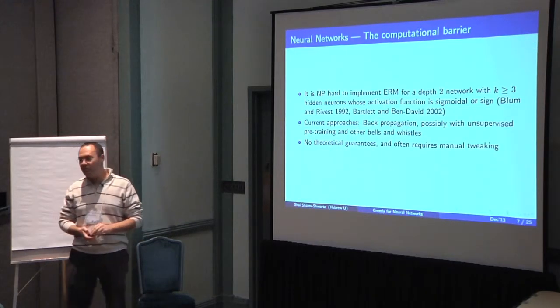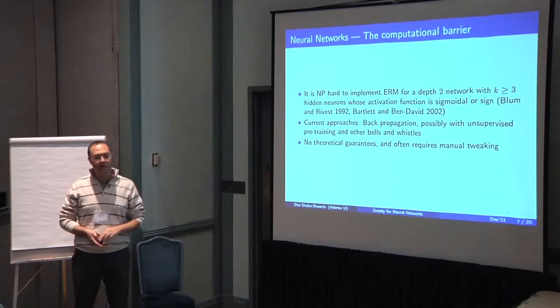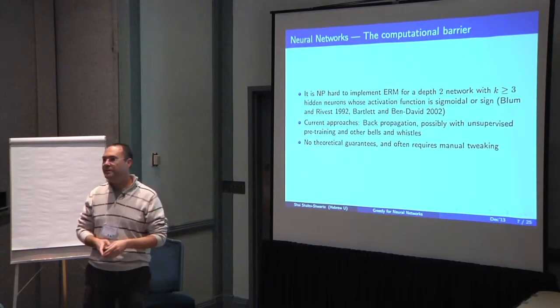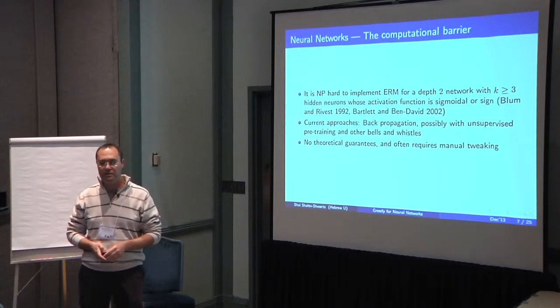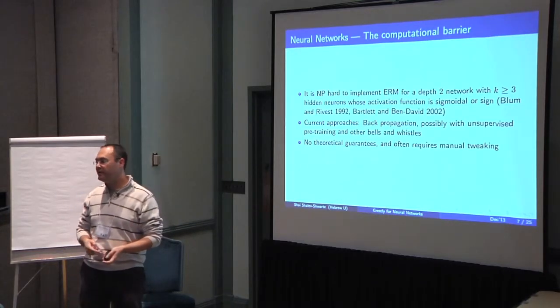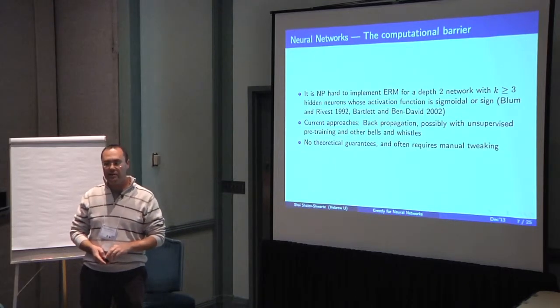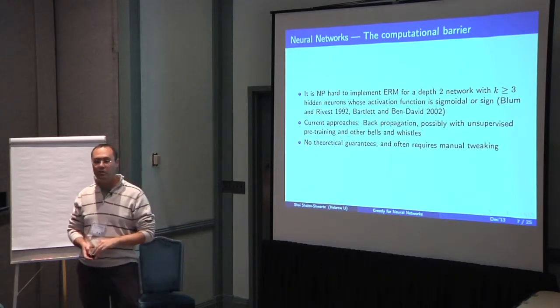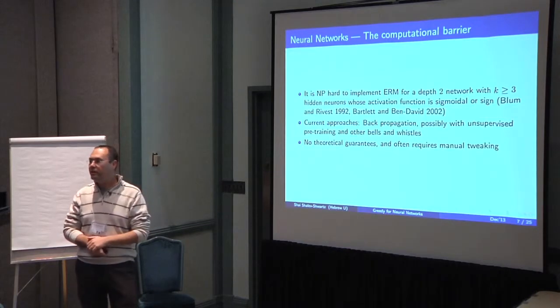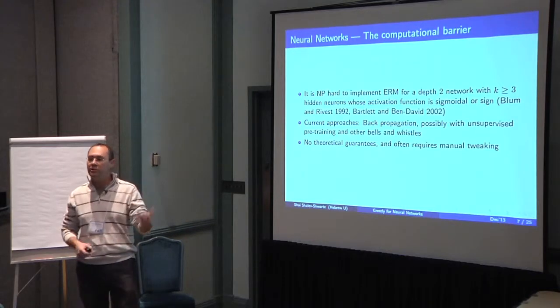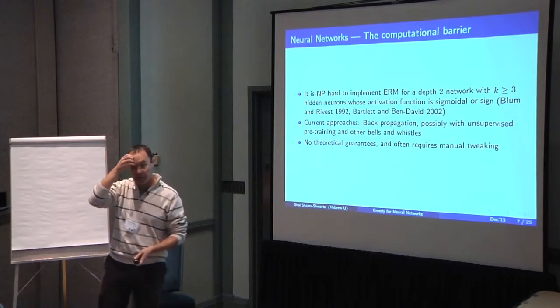So the bad news is that it is NP hard to implement empirical risk minimization, which is our basic algorithm for learning hypothesis classes. Even if we only look at depth 2 networks, just a single hidden layer with just 3 hidden neurons, and the activation function is sigmoidal or sign, and this is also a classic result by Blum and Rivest, and later on it was made stronger by Bartlett and Ben-David.